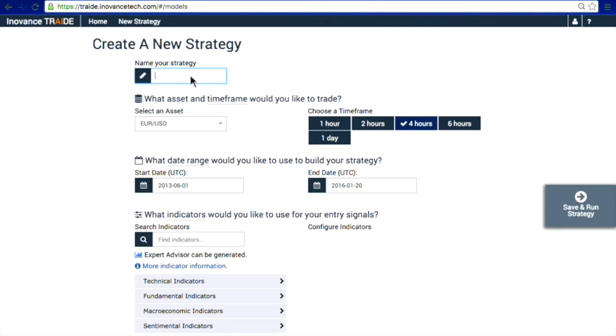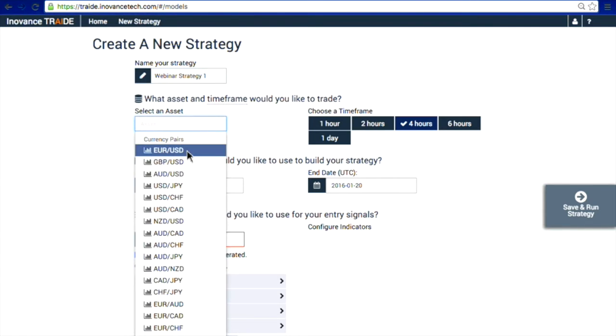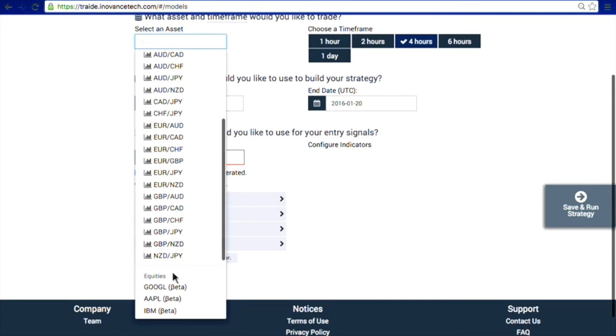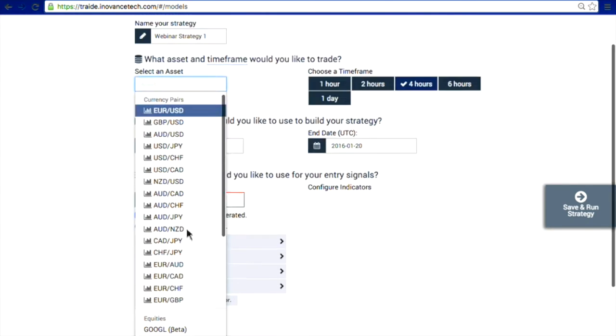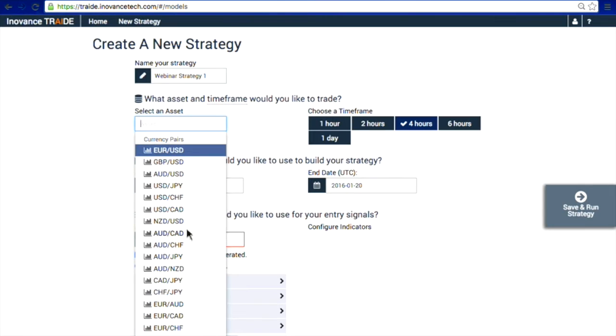building a new strategy. So we'll name this Webinar Strategy 1, and then select the asset that we want to trade. Right now we're focused on FX, but you can see here down at the bottom that we do offer equities, and we will be greatly expanding this asset list moving forward.